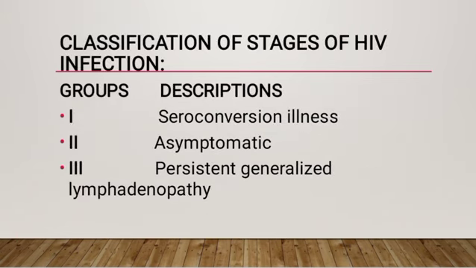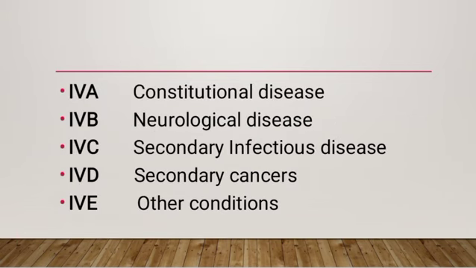Now we have some classification of the stages of HIV infection. First of all, the patient is seroconverting, meaning the patient is now producing specific antibodies that can be detected in laboratory tests. Second, the patient is asymptomatic. Then the patient suffers from persistent generalized lymphadenopathy. Then the patient has constitutional disease, which means it affects the overall health or condition of the body of the patient.